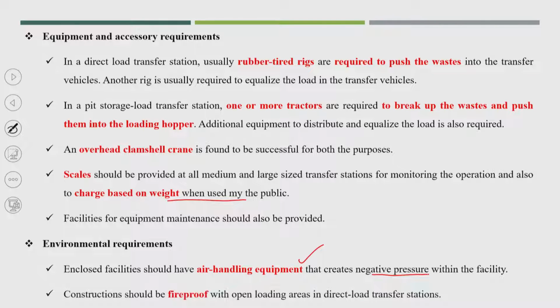Also, fireproof construction is very important, because in the transfer station a lot of dry matter will come up, which is highly combustible. So, fireproof facilities also will be required.